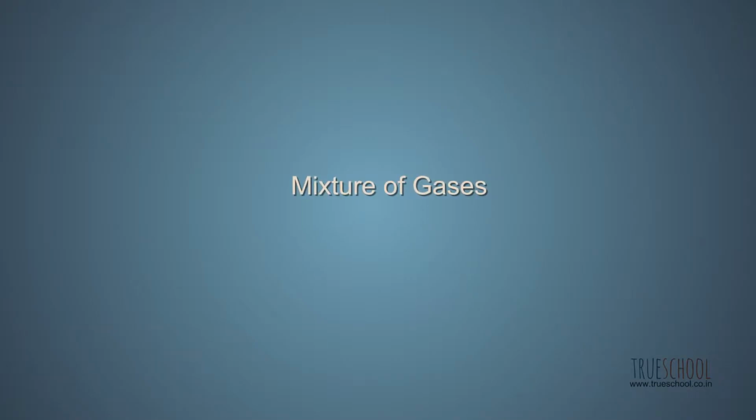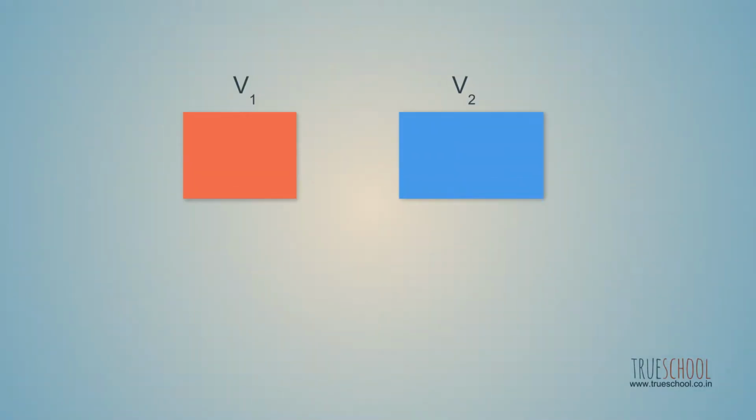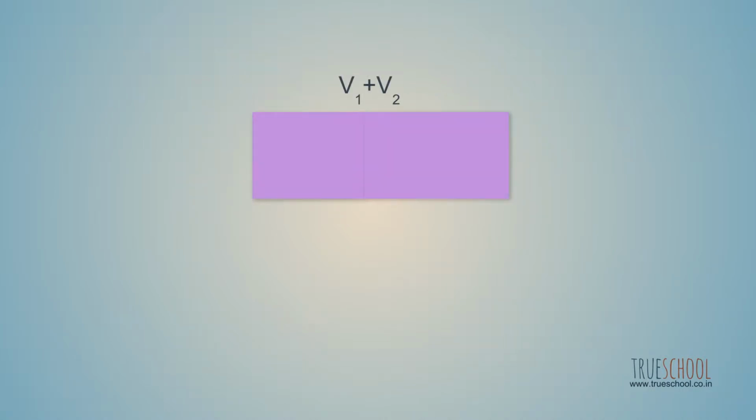In this video, we will talk about mixture of gases. Let us understand how the mixture of gases is different from mixture of other states. When we mix two solids or liquids, the total volume simply gets added. So, the total volume of each component may be V1 plus V2. But if we ask what is the volume of the first constituent, we will say it is V1. That is because the volumes remain conserved in solids and liquids.